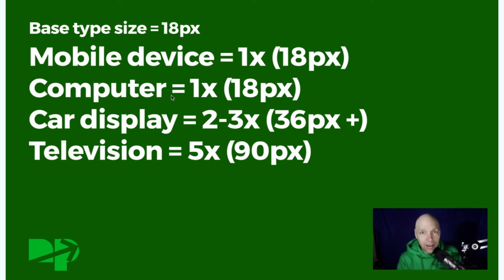I'm in a car. I don't have time to try to pinpoint information, which tells me that I also need a lower information density on the screen when I'm dealing with a car interface, because I need to be able to quickly find information. I can't hunt and peck for it. And then your television at 5x, like, you're 10 feet away, 5x the size. You're at 90 pixels for things that on your computer would be like 18 pixels. So lots bigger on the typography.